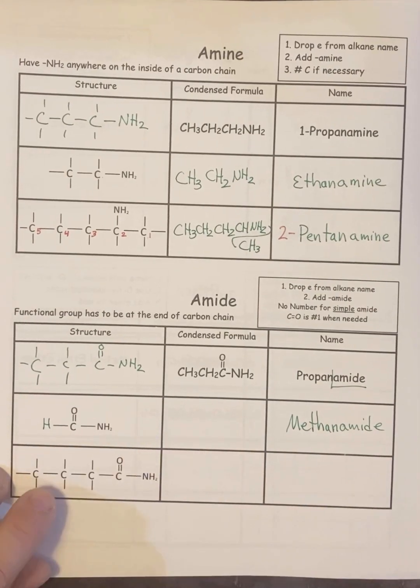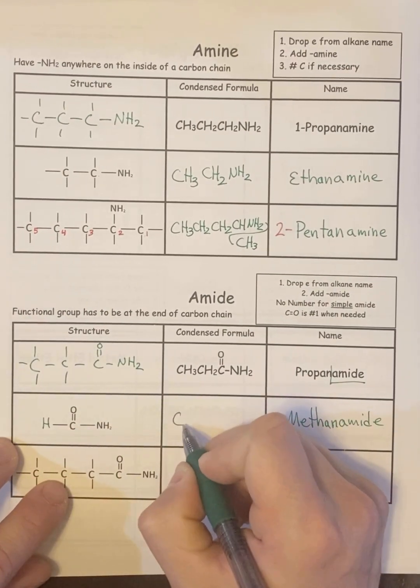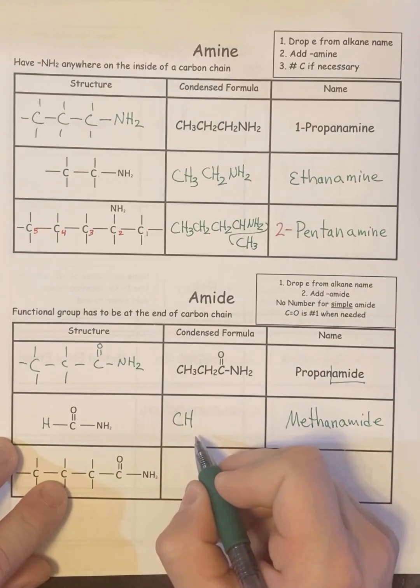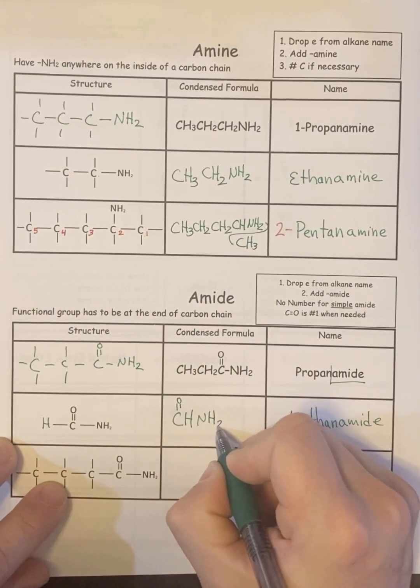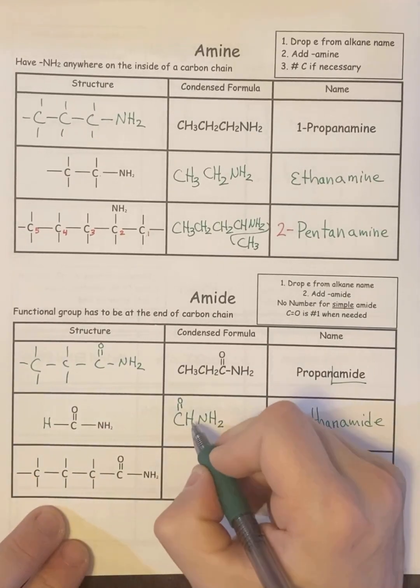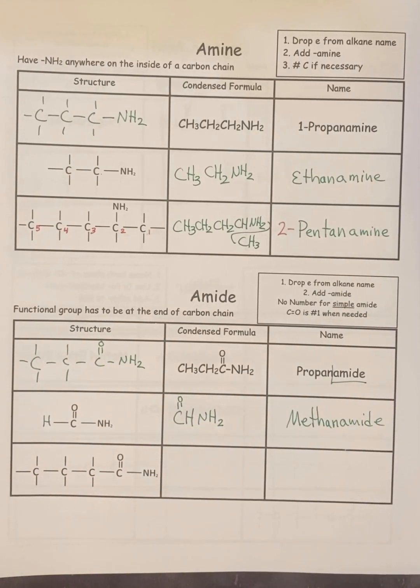So when I condense, this one's tricky. The first C does have an H, so I go CH. Then I put the double bonded O, then I put the NH2 on it. Whether or not you put that bond there, that wouldn't make a difference. All right, so that's the condensed version. That one's a little trickier.